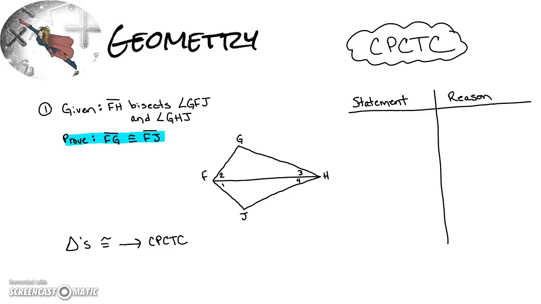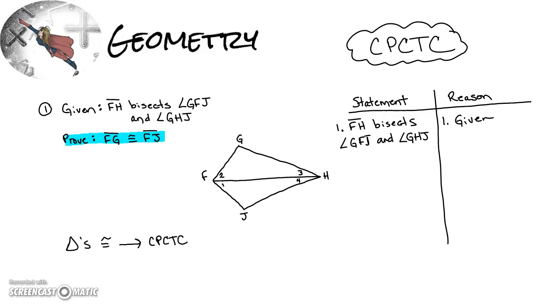The first thing we'll do is just list our givens. So FH bisects, it's saying two things. FH bisects angle GFJ, and angle GHJ. A lot of letters that sound the same. Okay, so that's given. That's actually our only given, but it's saying two things.